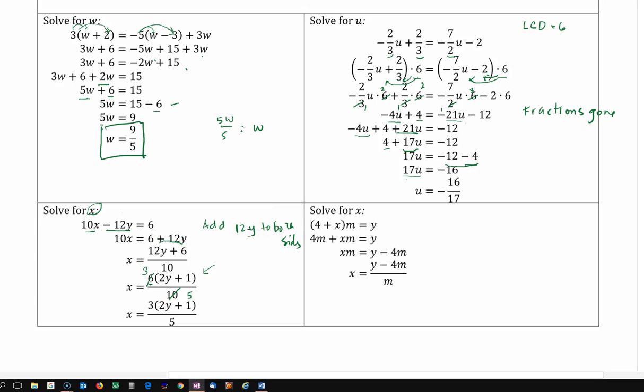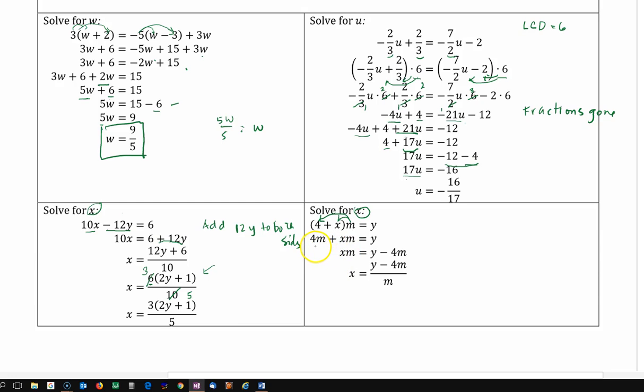Now for the last one, we have 3 variables, but we are solving for x. So the goal is to put x on one side of the equation, but there are obstacles, parentheses. We get rid of them by using the distributive law. So we distribute m and get this 4m plus xm equal to y.